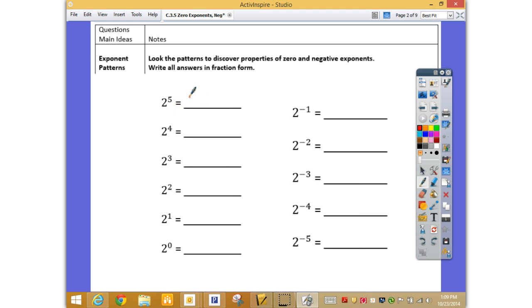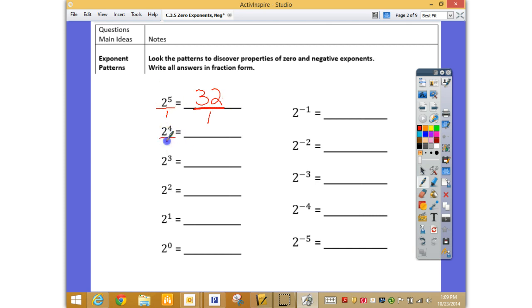2 times 2 is 4. Times 2, 8. Times 2, 16. Times 2, 32. Is that in fraction form? No. So you can just put it over a 1. So basically, for all of these to be fractions, it's 32 over 1.